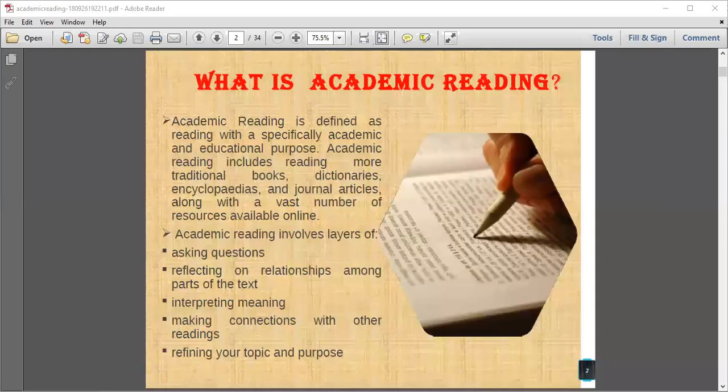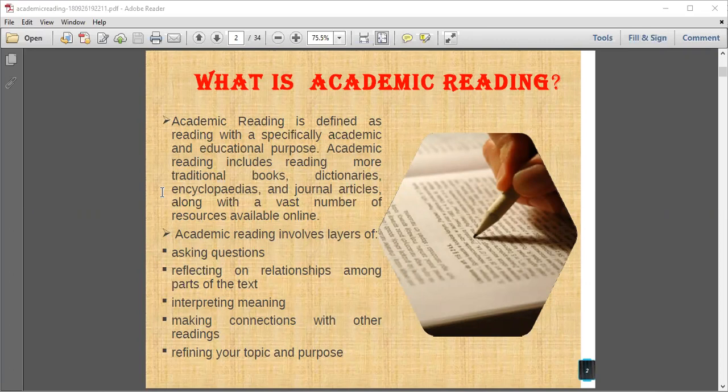Our topic for today is academic reading. Academic reading is defined as reading with a specifically academic and educational purpose. Academic reading includes reading more traditional books, dictionaries, encyclopedias, and journal articles, along with a vast number of resources available online.